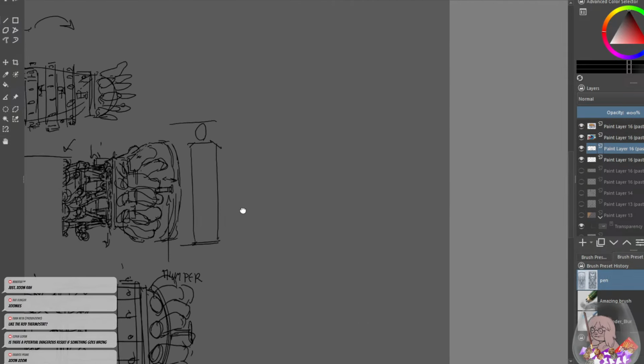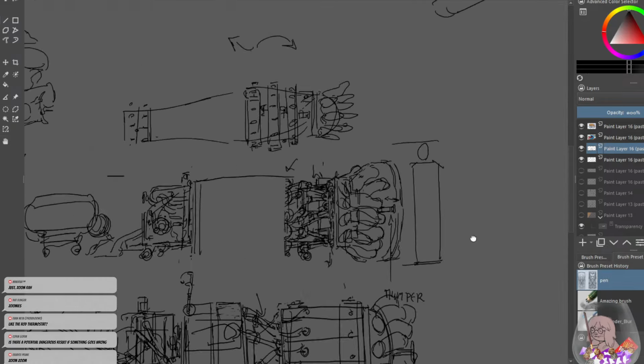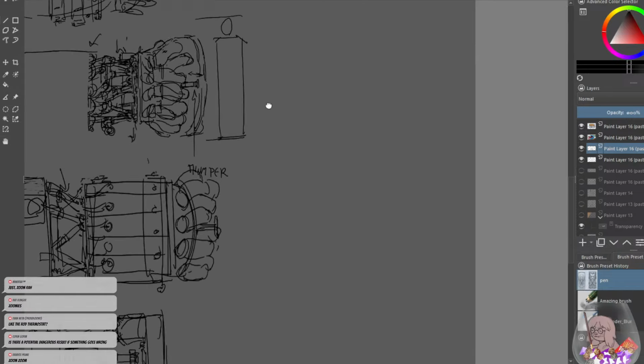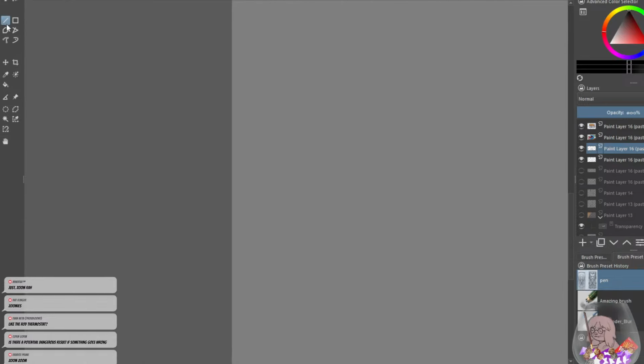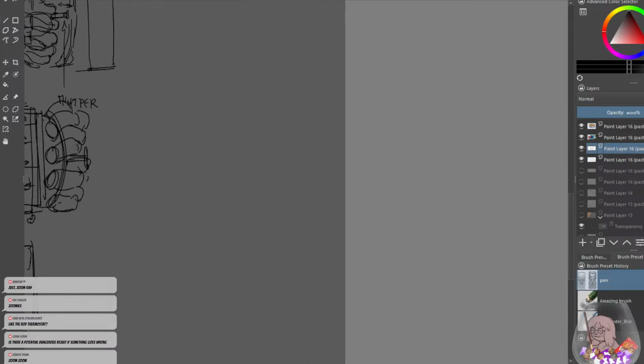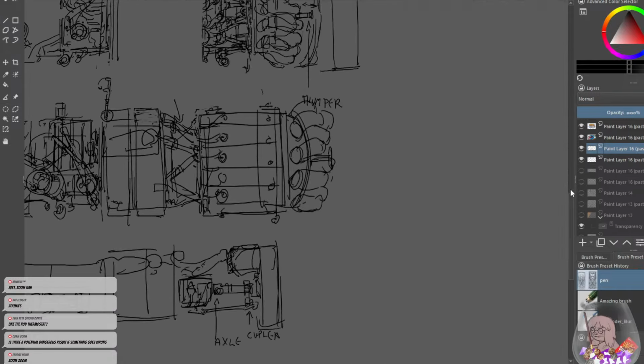So that's why I'm losing it. I'm fucking losing it. Brother, what is going on, Krita? Are you good, Krita? It's tweaking. Krita's tweaking.